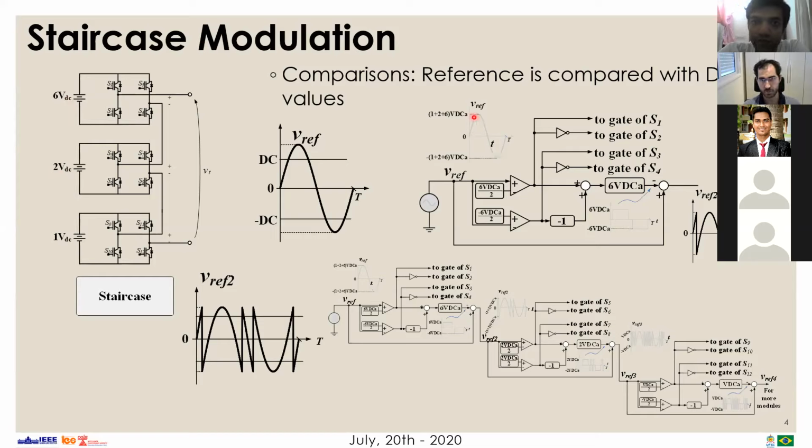If you are, of course, considering the amplitude equal to 1, the summation of 1 to 6, okay? If you are considering 1, you just split it into 1 over the sum of them. But these DC values here are related to the values that we are using in the DC sources. Okay, is it okay for you?